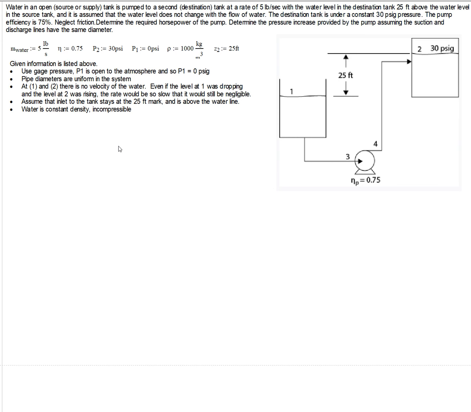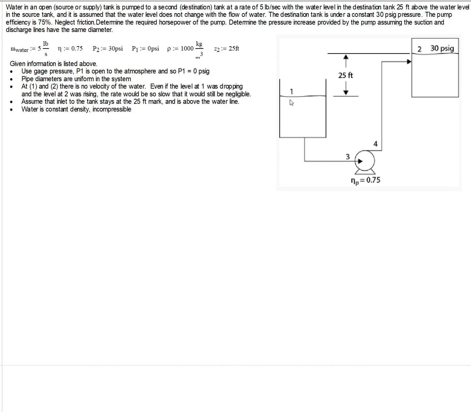We're told that the pipe diameters are uniform in the system. We're also told that the levels in the tank do not change very much with time. And so what this means is that if we were to apply the Bernoulli equation to the water here in the source tank and at the destination tank, the velocity terms in the Bernoulli equation would go to 0.